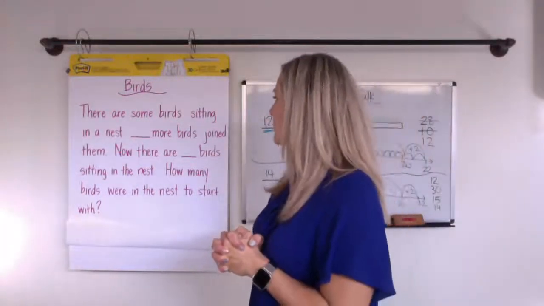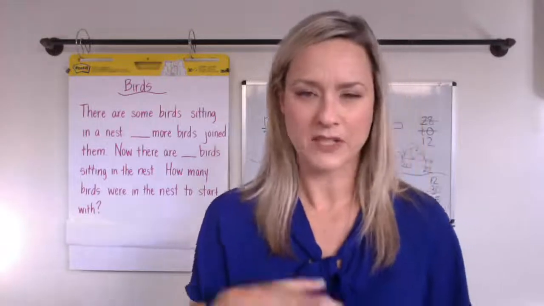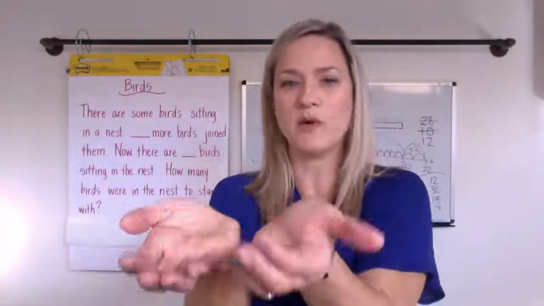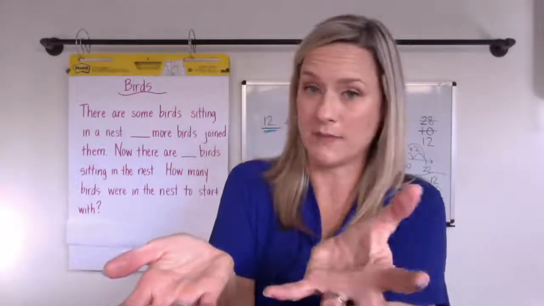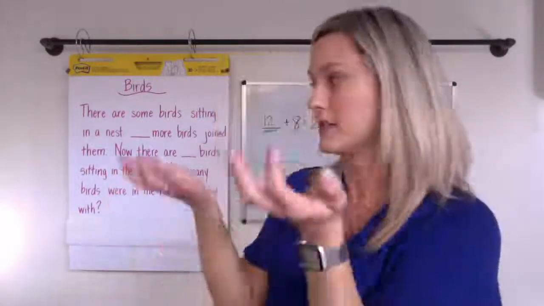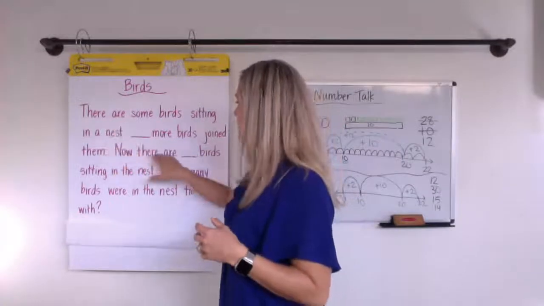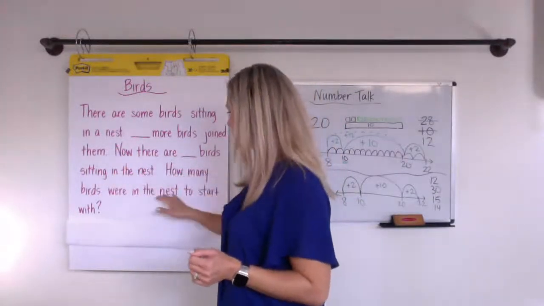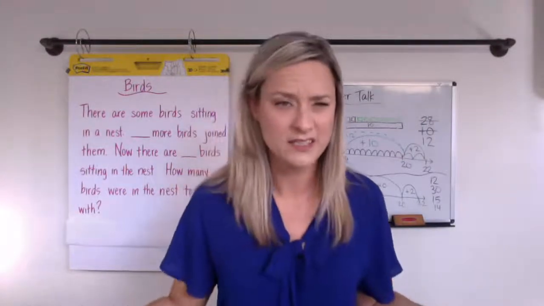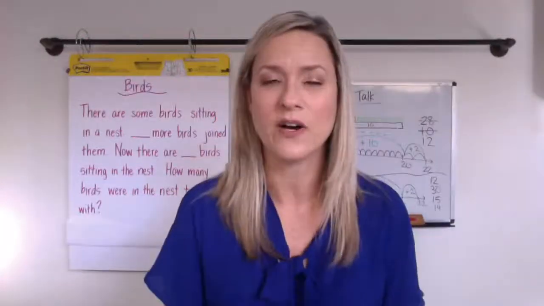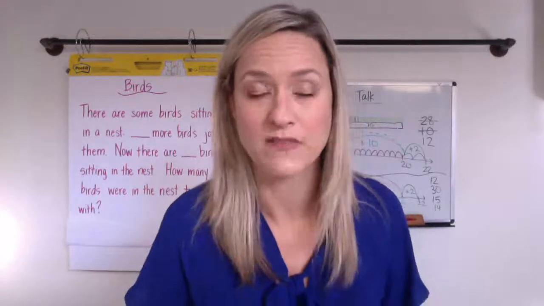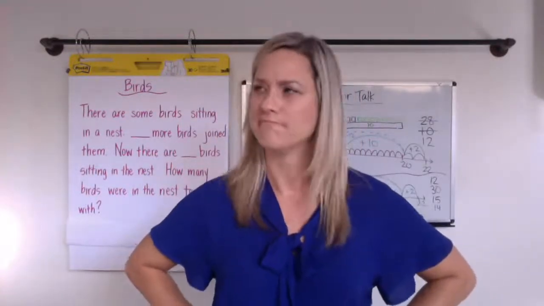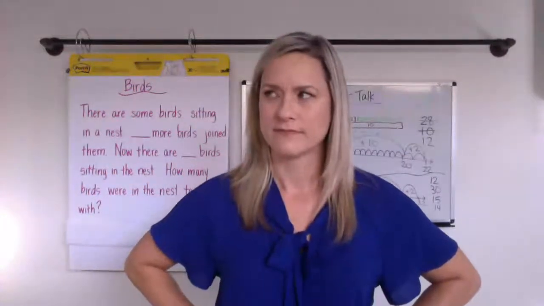More birds joined them. Okay, so there were already some birds sitting in a nest, and then some more birds swoop in and join them. Maybe it's a mom and dad and cousins and brothers and sisters. We don't know. Now there are birds sitting in the nest. How many birds were in the nest to start with? Okay, so we have to figure out what the starting number of birds are. So is it going to be more or less than our ending number? It's going to be less, huh?